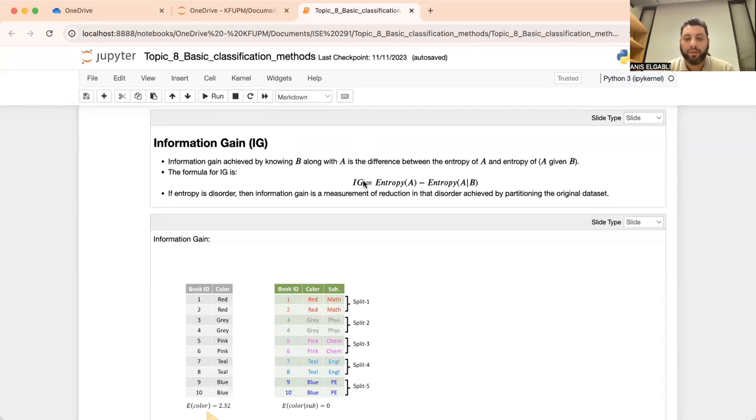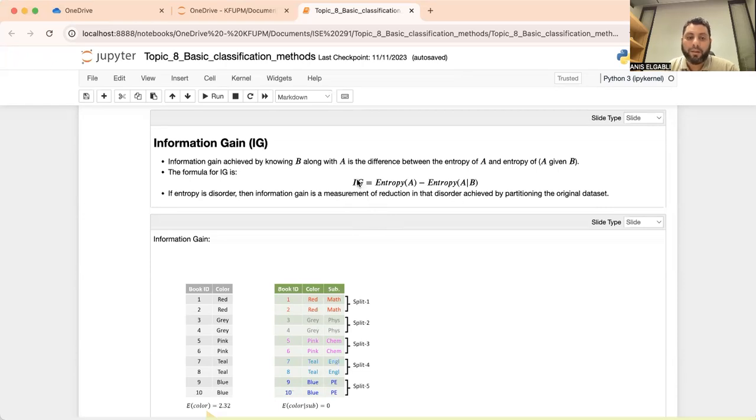And the maximum value for the information gain on A is equal to the entropy of A. And that happens when the conditional entropy of A given B is equal to 0, when B is telling me everything about A. So in other words, when I know B, there is no uncertainty about A. So then the information gain will be equal to the entropy of A. So the information gain here is actually the reduction in the uncertainty we achieve on A by knowing B.